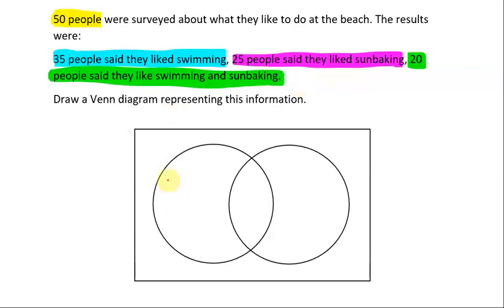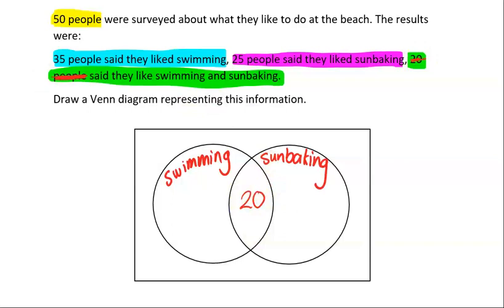The first thing we do is we give our two circles some headings. So this one is swimming. And this one is sunbaking. So just like before, we want to try and fill in our both section first. That's the easiest place to start if you can. You can't always, but if you can, it's really helpful. So there were 20 people that like both swimming and sunbaking. 20. So we can cross off those 20 people. We filled them in.